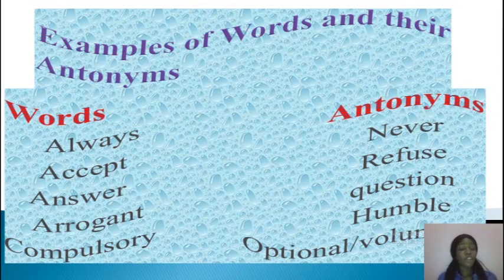Optional or voluntary. Remember I said earlier that one word could actually have more than one antonym. It's optional. It's a matter of your choice. You could decide to do it or not to do it. It's voluntary. It's at your own will. So that's the opposite for compulsory.